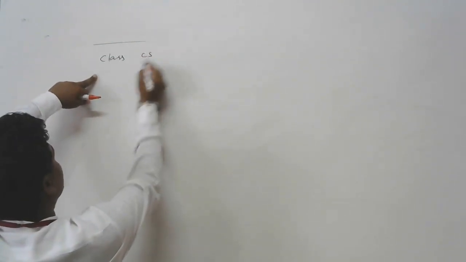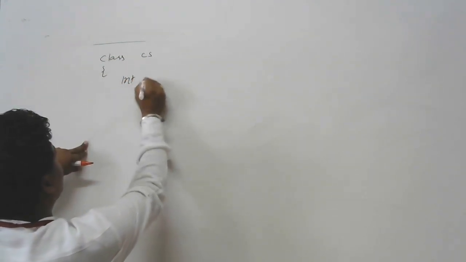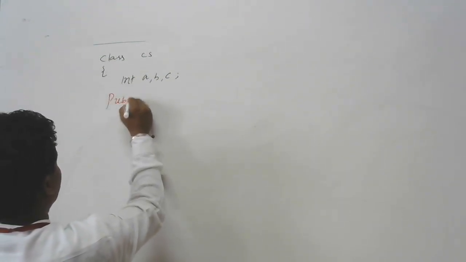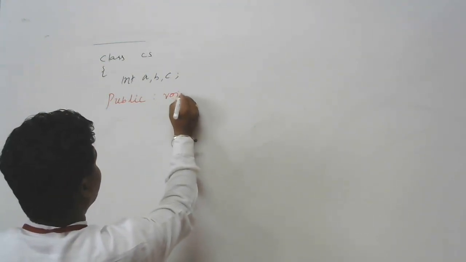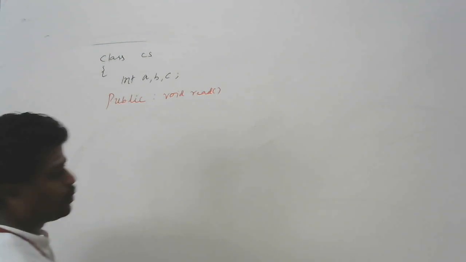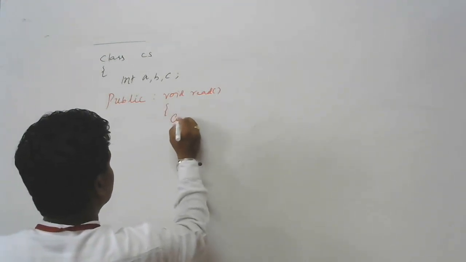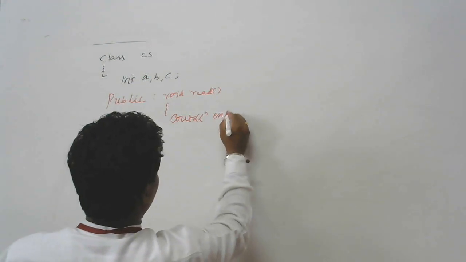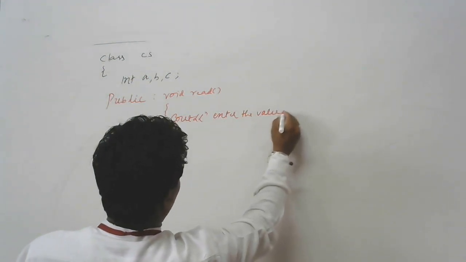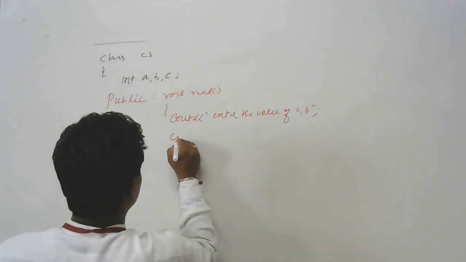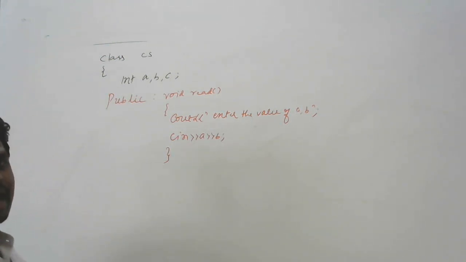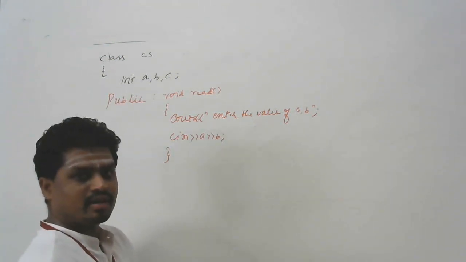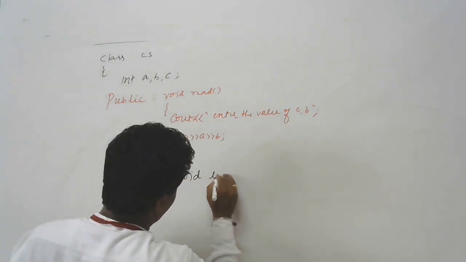Class CS, declare the variables or data members again: int a, b, c. I will write public colon, I will take void read. Here I will write cout, enter the value of a, b, c in ab. Close this. Then the remaining part I will call outside. But before calling that function outside, you are supposed to write void.